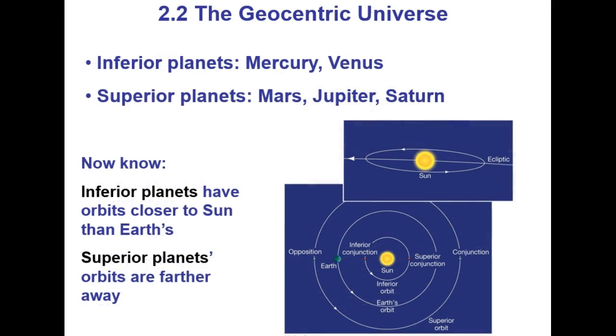Inferior planets are Mercury and Venus, and the superior planets are Mars, Jupiter, and Saturn. We now know that inferior planets have orbits closer to the Sun than the Earth, and superior planets' orbits are farther away.